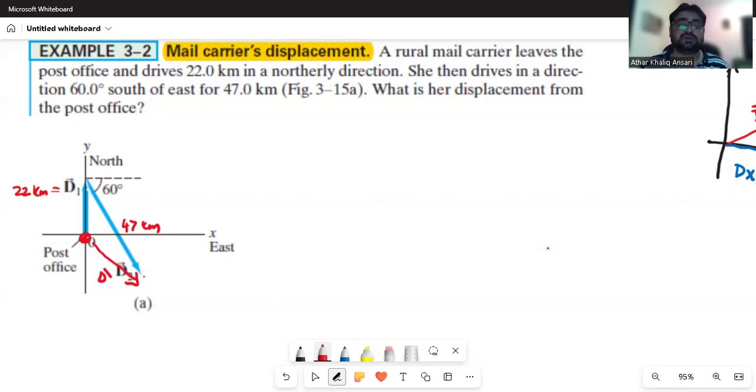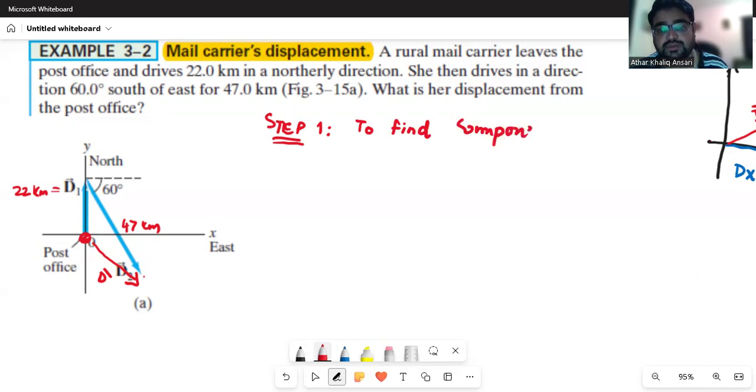Okay, to find this D, what would be our first step? Please keep it in your mind: when we are going to solve addition of vectors by the component method, the first step is we need to find the rectangular components. So the first step is to find components. There are two vectors, D1 and D2.